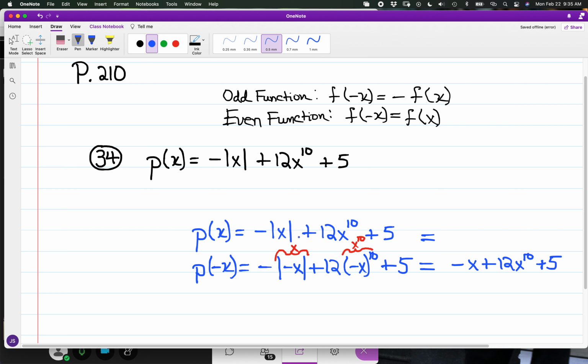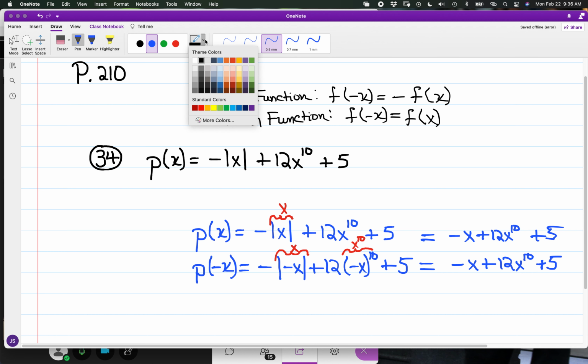And for the negative of the absolute value of x, again, the absolute value of x is still going to be x, and I'm still going to be taking the opposite sign of this. So we have negative x plus 12 times x to the 10th, followed by the addition of 5.